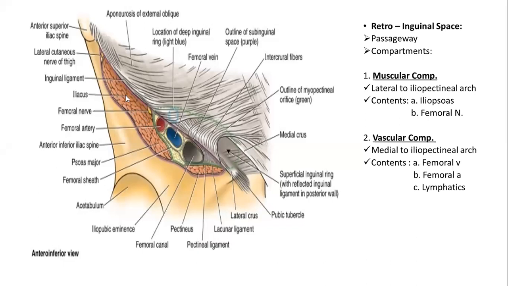Iliopsoas fascia, if you look in this diagram, this is the iliacus muscle, right? So the fascia enclosing this muscle is called iliacus fascia. And from the posterior abdominal wall, which muscle is coming down to get attached with the iliacus on the lesser trochanter? Psoas major muscle. So the fascia enclosing psoas major muscle is called psoas fascia. So iliopectineal arch is basically thickening of the iliopsoas fascia.